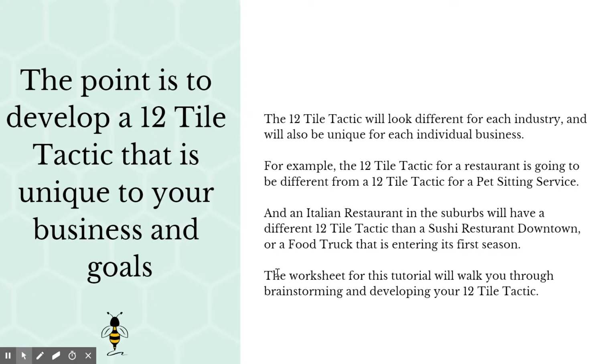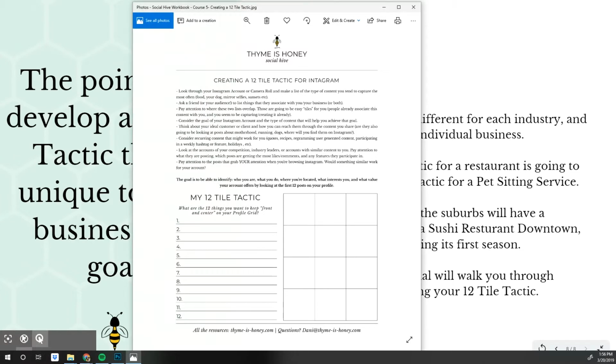The worksheet that I created for today will walk you through brainstorming and developing this 12 tile tactic for yourself. I'm going to go ahead and pull that up quick just to show you. So this is what the worksheet for today looks like. I have those 8 brainstorming tips that I shared listed out at the top here because those are something I really want you to do. Even if you don't want to fully implement the 12 tile tactic, this will really help you brainstorm different types of content and help you start planning out a content calendar.